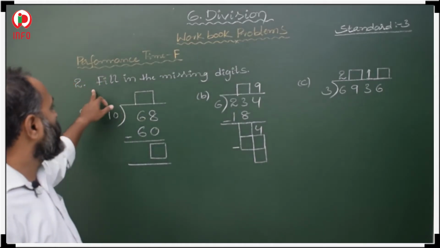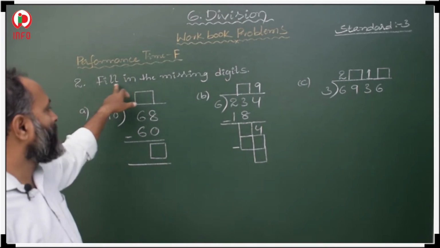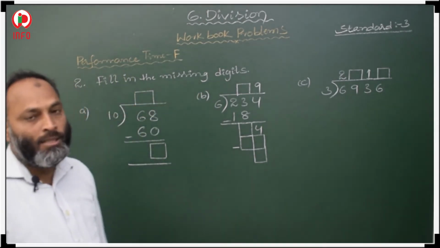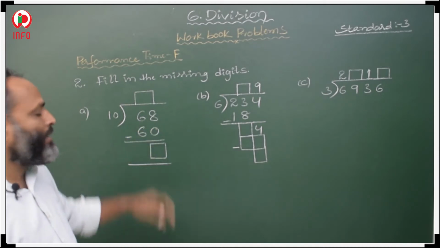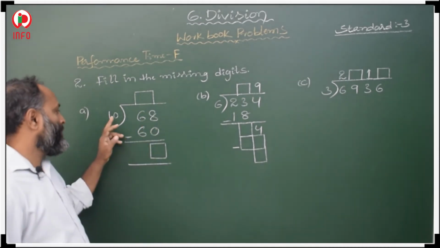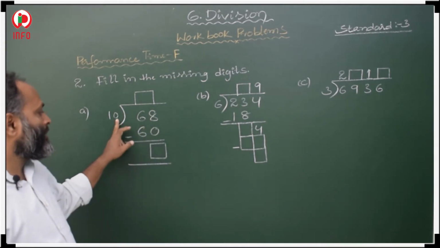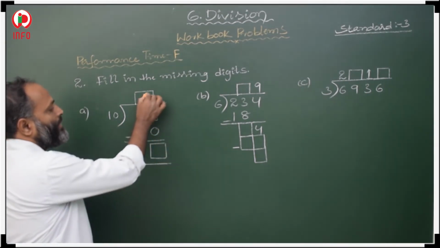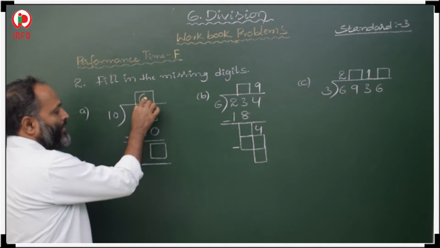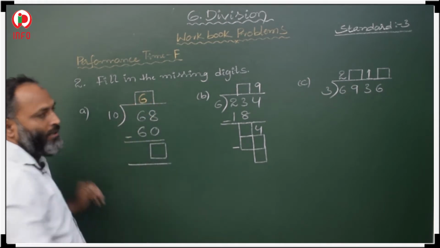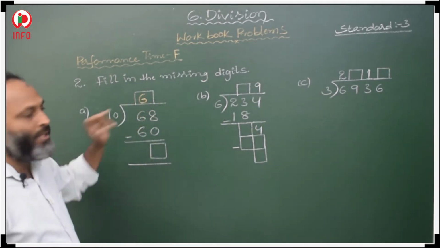Next, in performance time F, second question, fill in the missing digits. See here, first 10 divides 68. First we have to check in the 10 table when we will get 68. 10 sixes are 60. So our coefficient is 6.